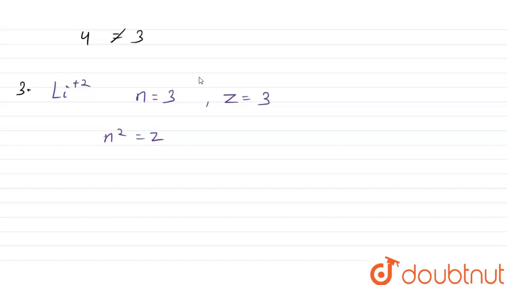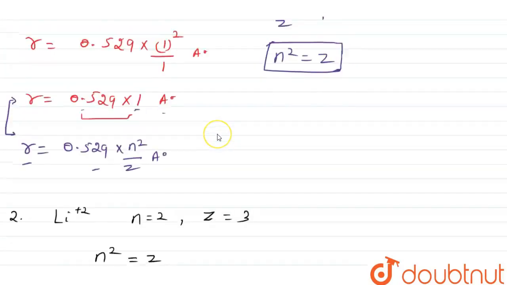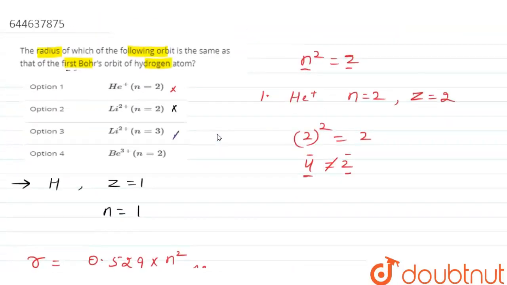Now n is how much? n is 3 here. So 3 square, and Z is how much? Z is 3. So here we have 9 and here we have 3. That means 9 is not equal to 3. So this is also incorrect. Option number 3 is also incorrect.